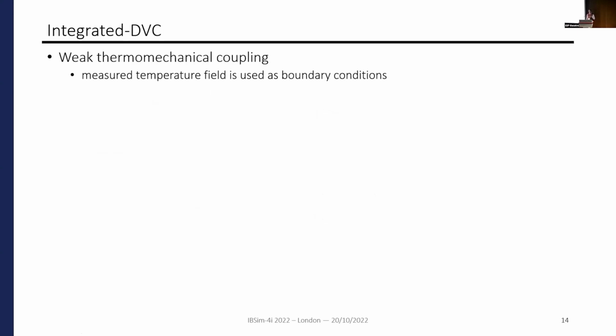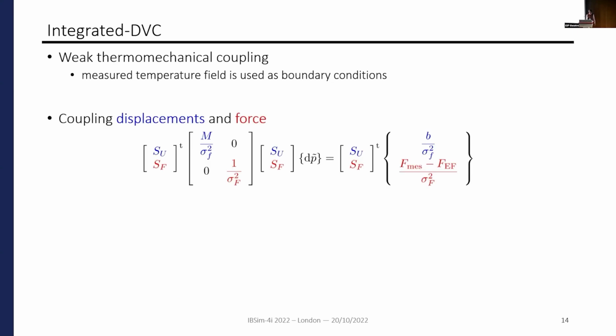In practice, how do we implement integrated DVC in the studied case? So we first suppose a weak coupling between thermics and mechanics, so we can just use the measured temperature field as a boundary condition in our problem. And then we couple the force and displacement measurements in the minimization problem. So we construct a new Hessian matrix combining both displacement data and force data.